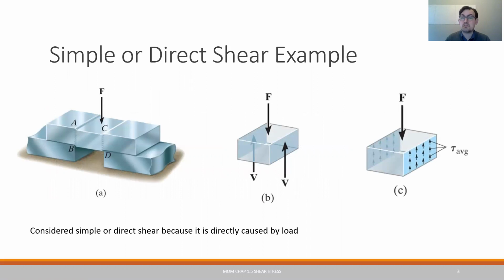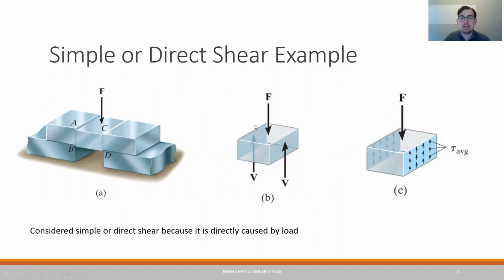So let's start with a very, very simple example of simple or direct shear. This is called direct shear because it's directly caused by a load here, right? There's no bending involved. It is just pure shear. We'll talk more about bending later.